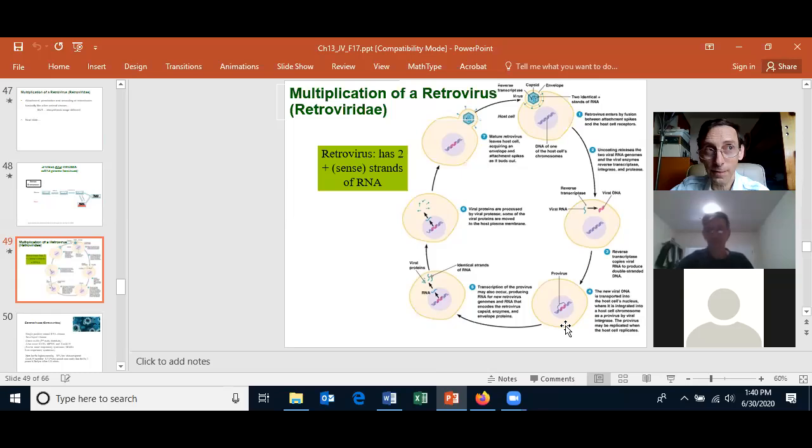Humans have either 5 or 6 retroviruses in their genome, but the retroviruses fortunately are mutated, and so they cannot replicate the viruses. And that retroviral DNA has now become part of the human genome. Any question about that?